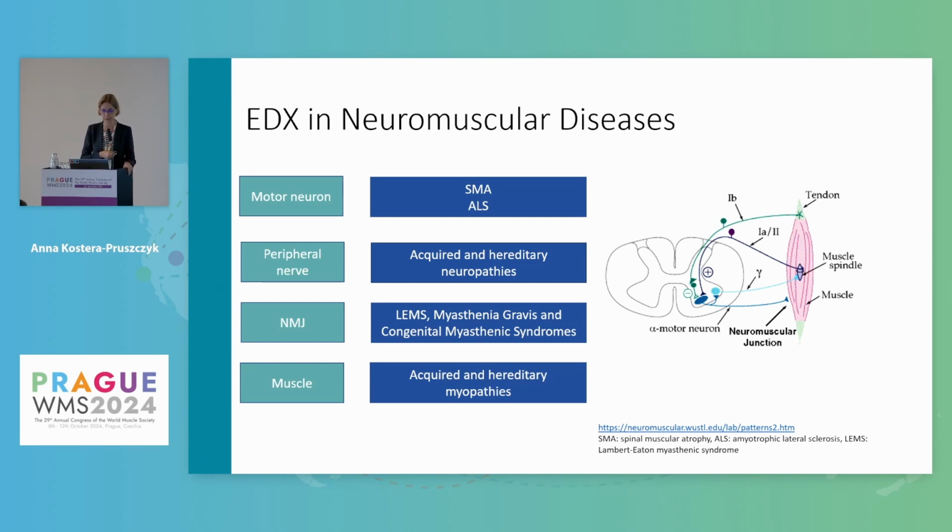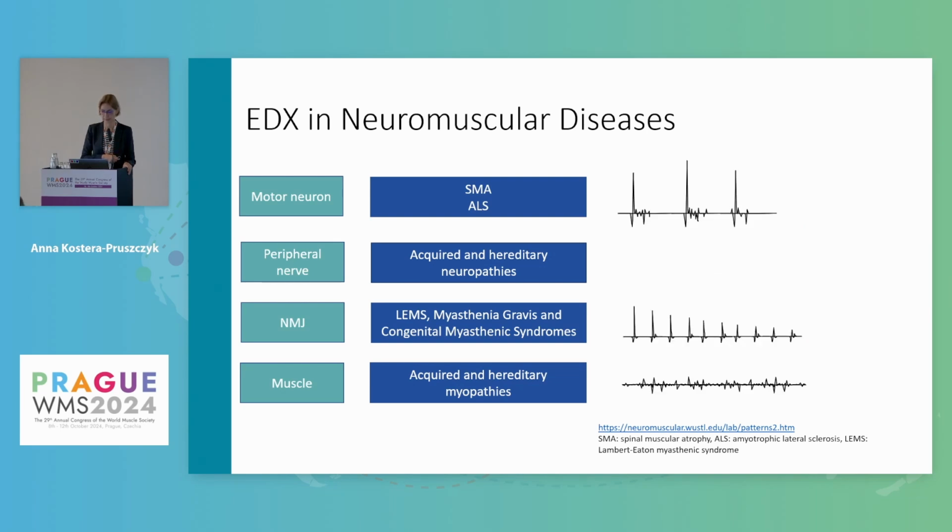Of course, it starts with the motor neuron, SMA and ALS. Good examples. I will not speak about ALS. That's really a topic for another situation. Peripheral nerve, both for acquired and hereditary neuropathies, of course the neuromuscular junction, and also some muscle diseases, with probably more focus on the acquired ones.